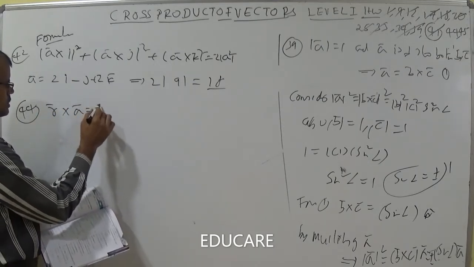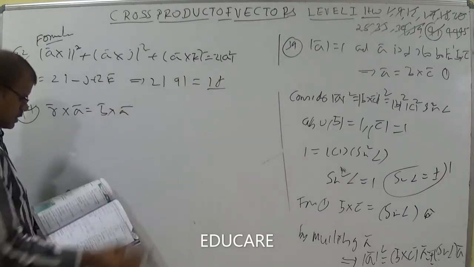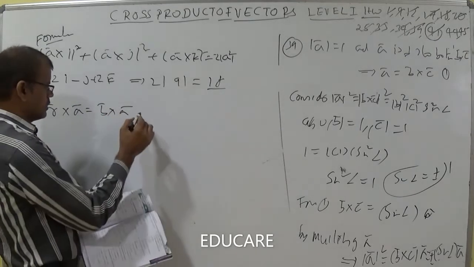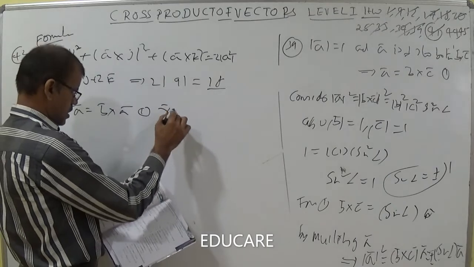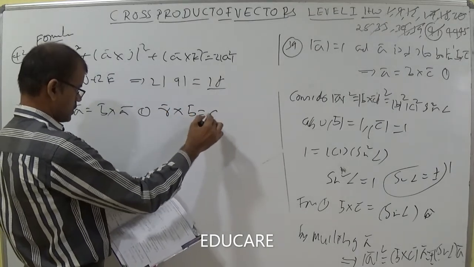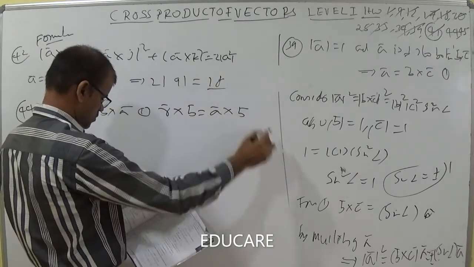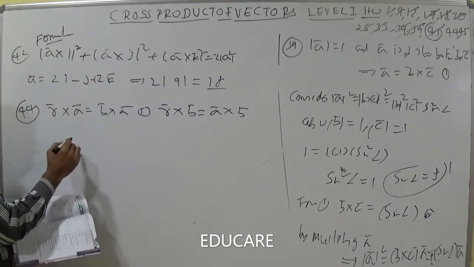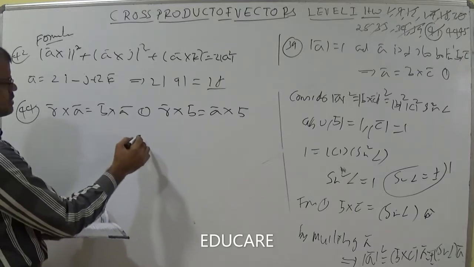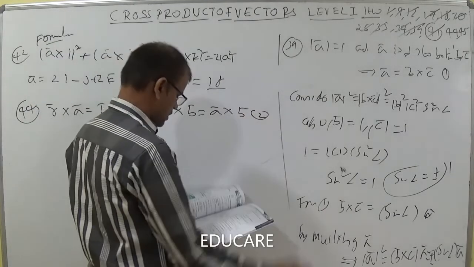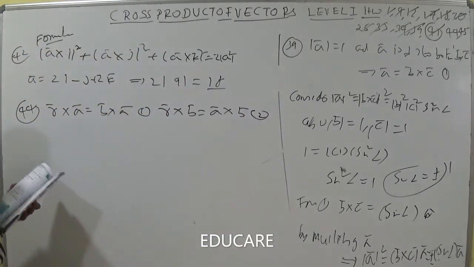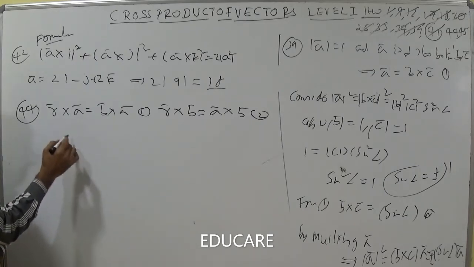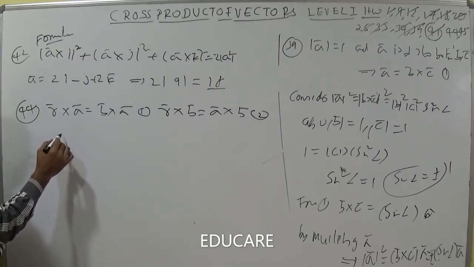R bar cross A bar is equal to B bar cross A bar, and this is the first one. And R bar cross B bar is equal to A bar cross B bar. So let us write this one: R bar cross the first equation and the second equation. If we can add the two lines, A cross B plus B cross A.